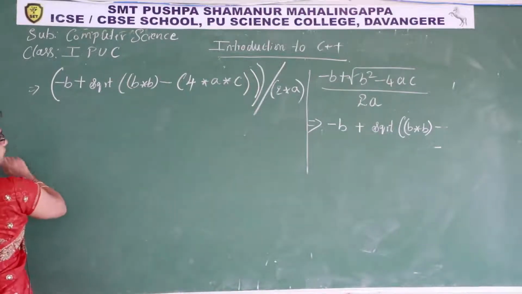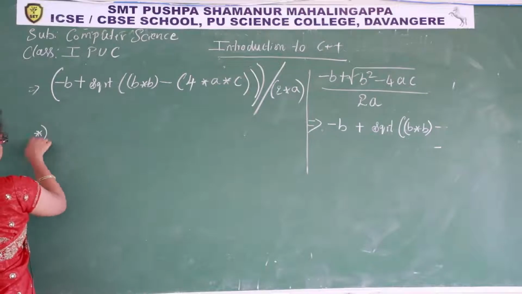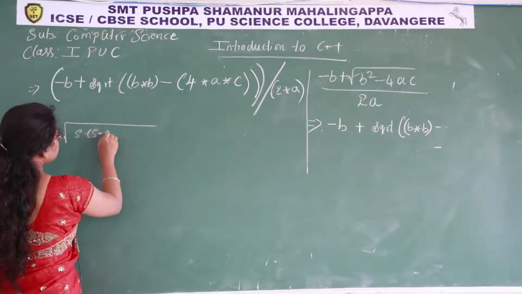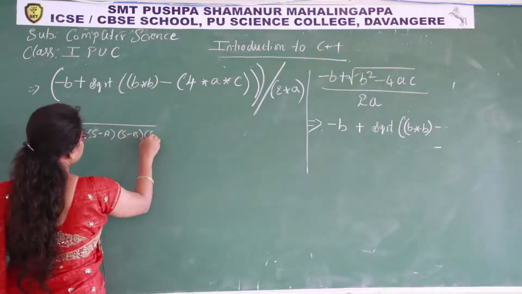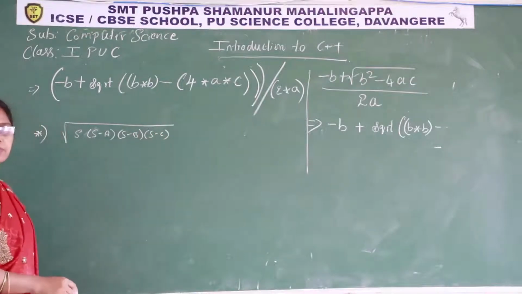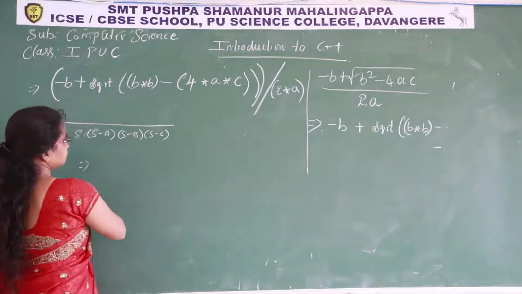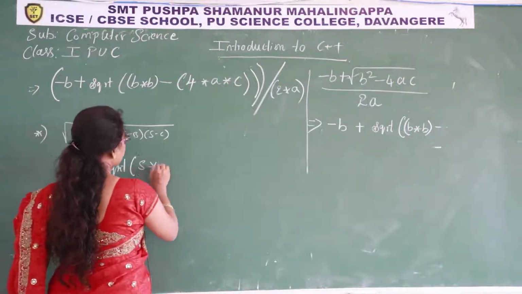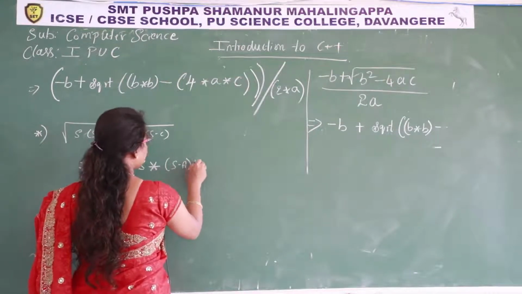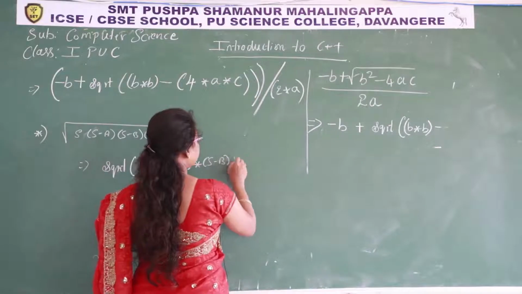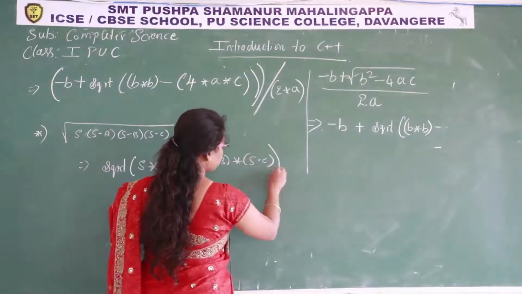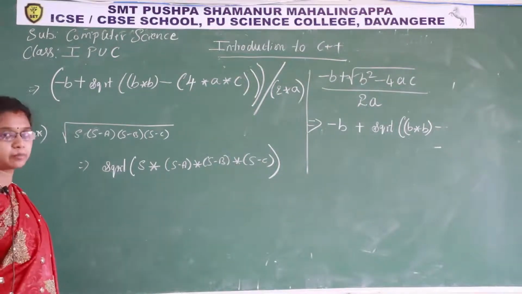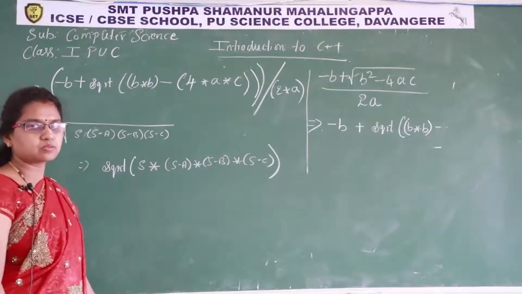And one more expression, another expression: square root of s into s minus a into s minus b into s minus c. How to write in C++? sqrt of s star (s minus a) star (s minus b) star (s minus c), close. This is the way to convert elementary mathematical expressions into C++ expressions.